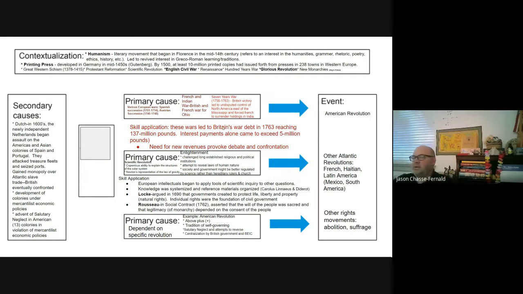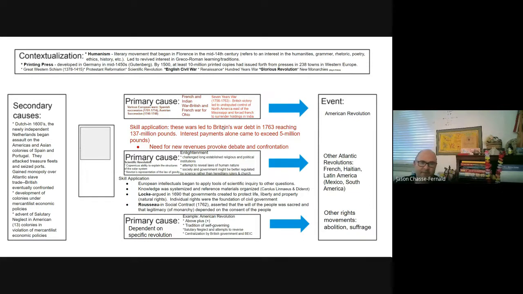So this is what we had worked on yesterday, and I just finished this. We did not complete this in class. We did the three primary causes and the events and some skill application associated with a couple of them. And that's really where we left off.